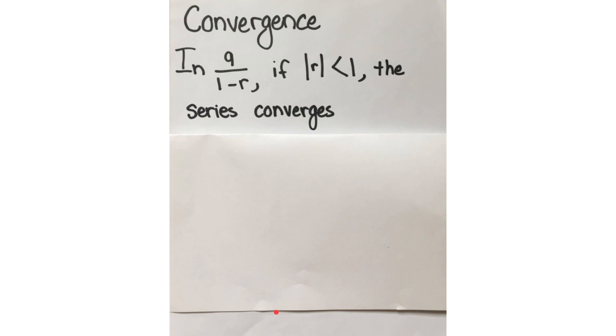Using a geometric sum equation, you can find out whether or not a series converges. If a series converges, r must be less than 1, or the absolute value of r has to be less than 1, in this form.